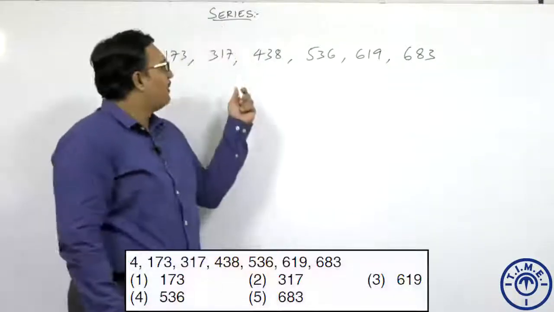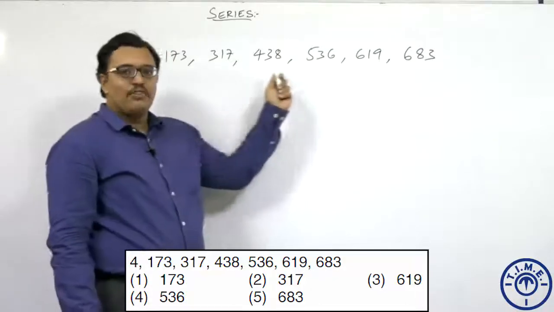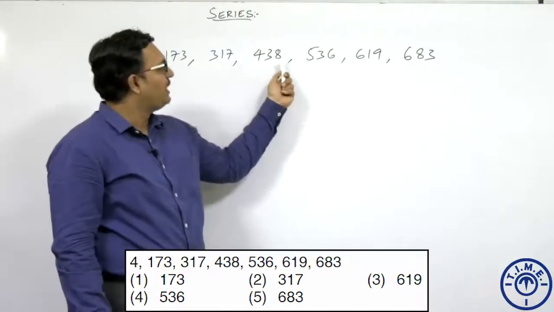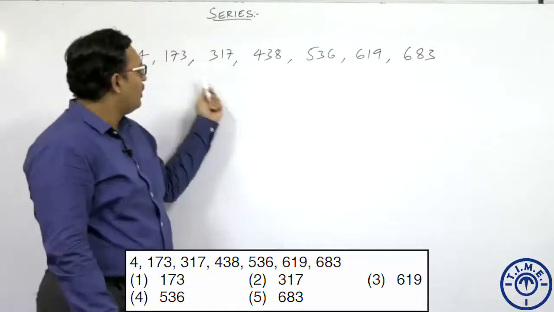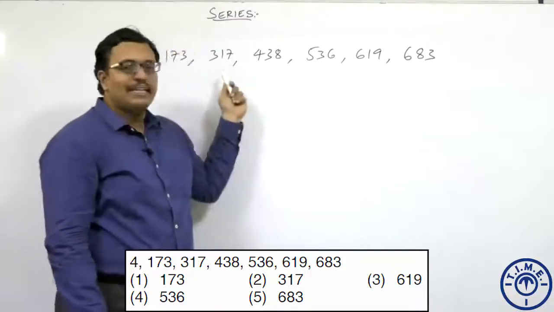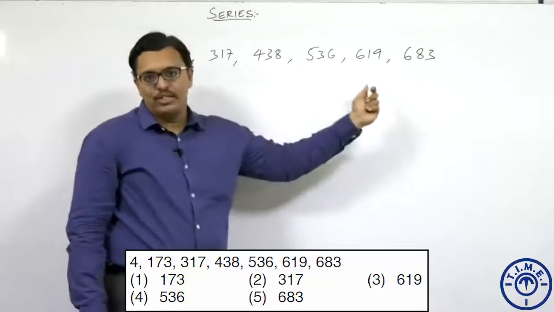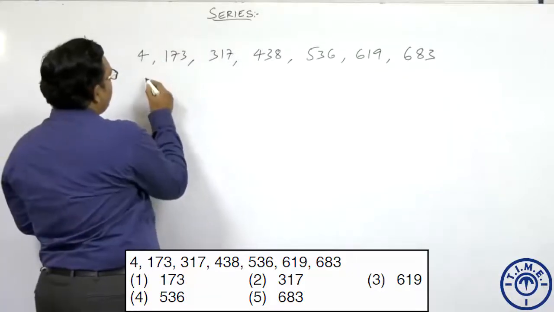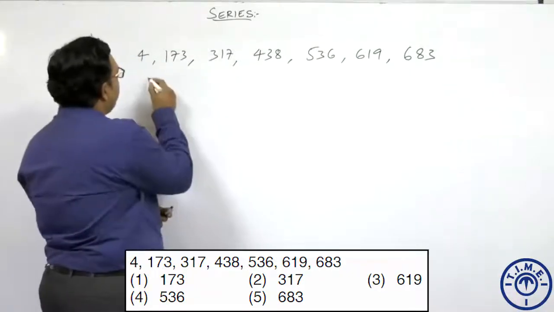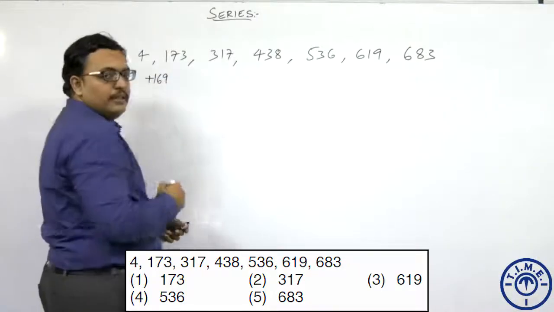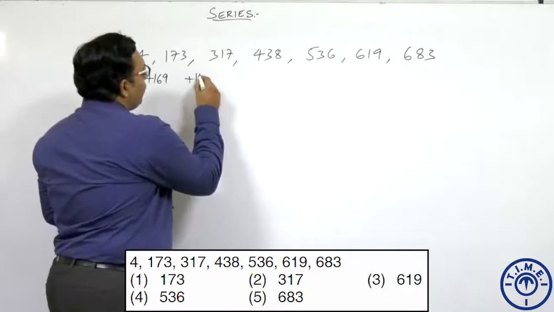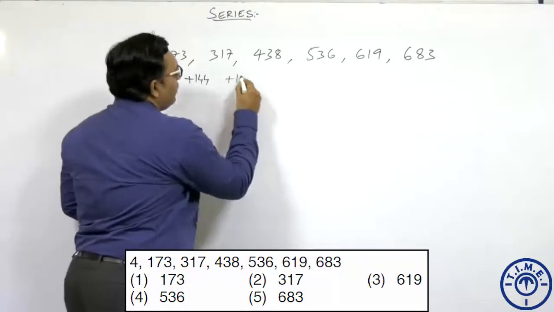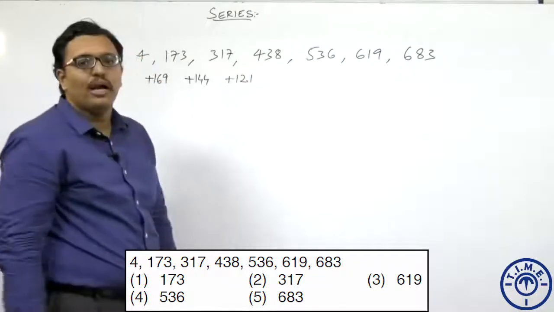Now if you look at question number 13, again here series of numbers are given starting with 4, then 173, then 317, 438, 536, 619 and 683. Now if you observe all these numbers, how are they? They are in the increasing order and they are increasing gradually. Since they are increasing gradually, try taking the difference between the numbers. So now here what is the difference? How much I have to add to 4 to get 173? It is 169. Now next 173 plus 144, you are going to get 317. Then 317 plus 121, you are going to get 438.